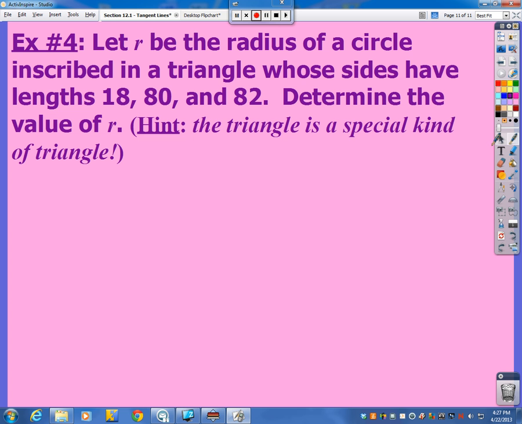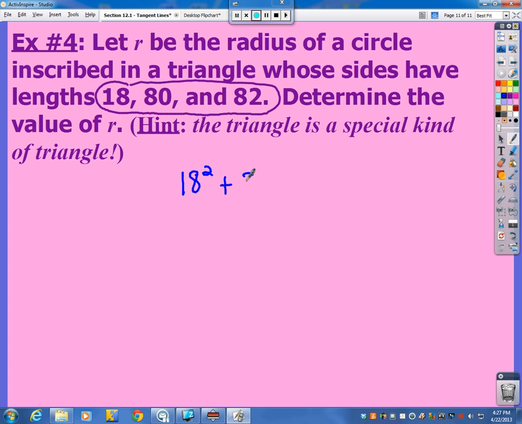And the last example: let R be the radius of a circle inscribed in a triangle whose sides have lengths 18, 80, and 82. Determine the value of R. And a hint I give is that the triangle is a special kind of triangle. Now, with sides of 18, 80, and 82, we could say, well, let's see, 18, 80, and 82.